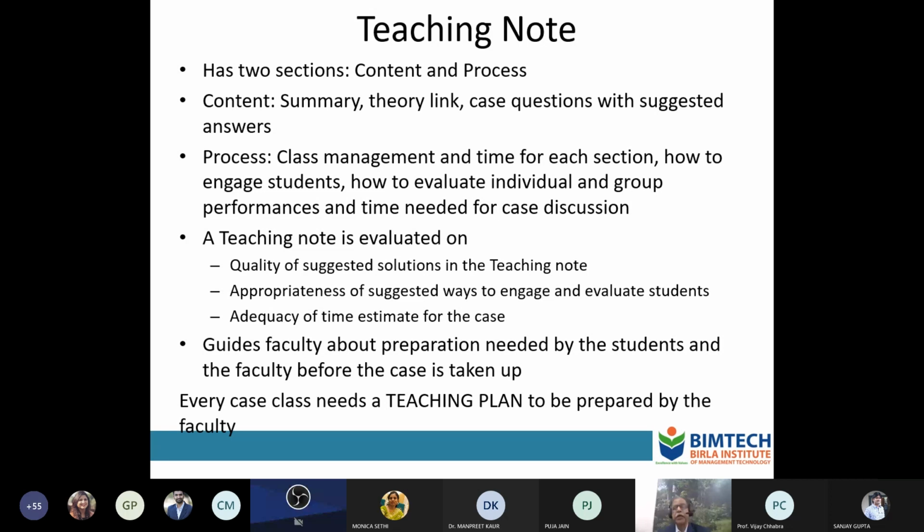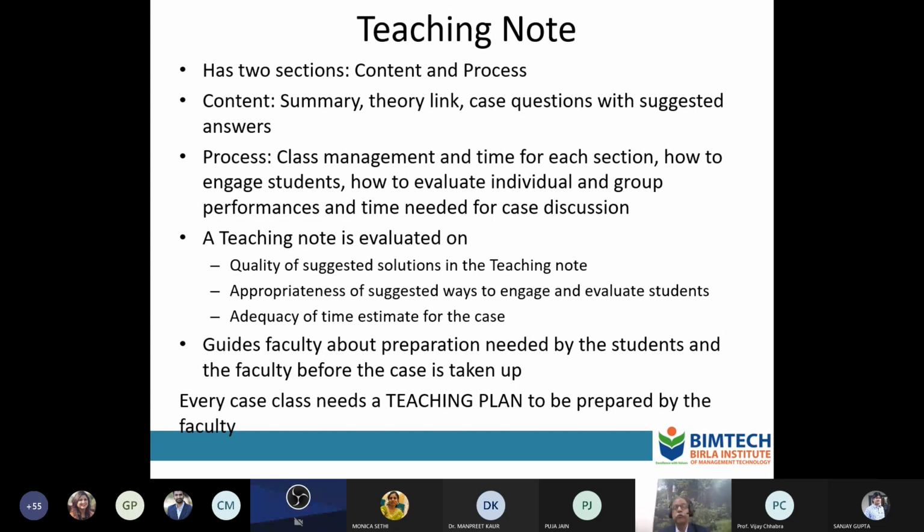A teaching note has two sections. One is called content, the other is called process. In content, you must have a summary of the case, not the full case. Why a summary? Because the teaching note has to be an independent document. If a faculty member chances upon a teaching note, at least she should be able to decide what the case is about, so that she can look for a case that matches her requirement of covering a theory. That is why the summary is important.